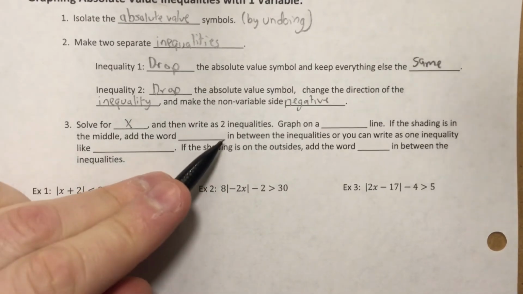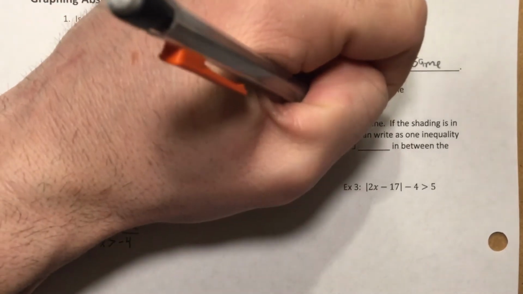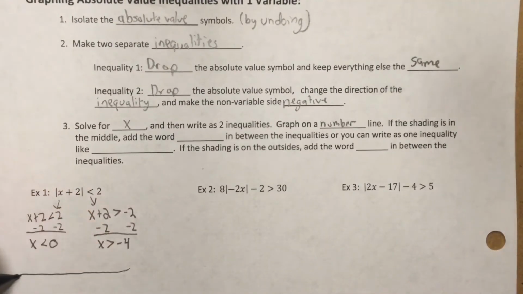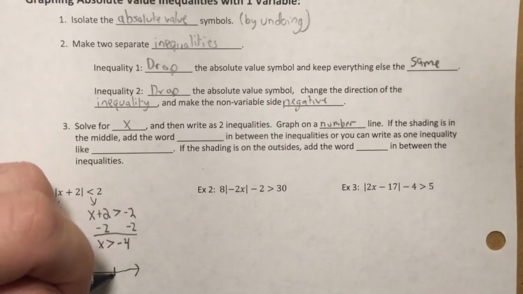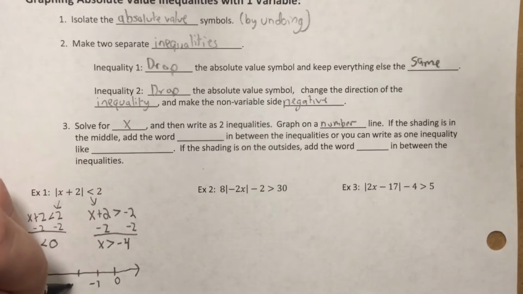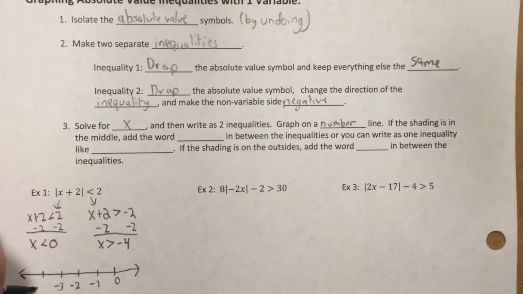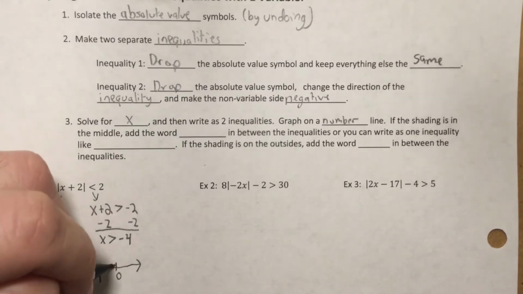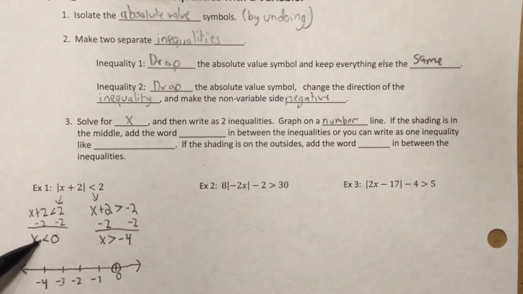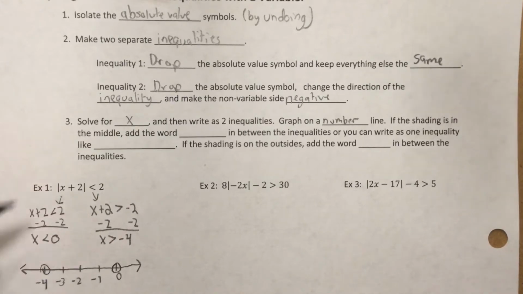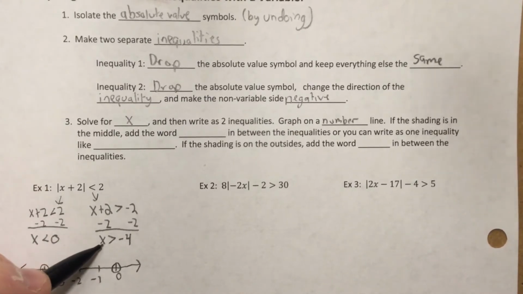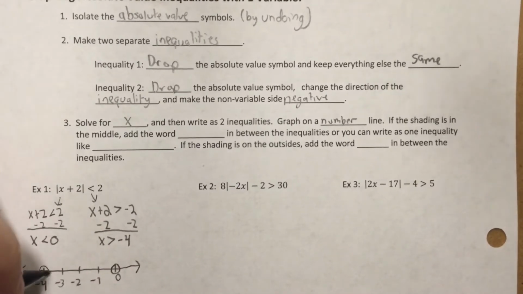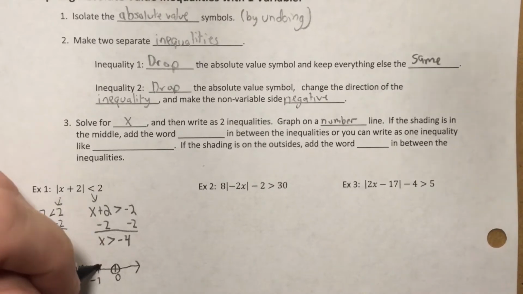All right, now we're going to graph these on a number line. So here's going to be 0, negative 1, negative 2, negative 3, and negative 4. So I have an open dot at 0, and an open dot at negative 4. So I'm saying x is less than 0, x is greater than negative 4. So less than 0 is going this way, greater than negative 4 is going that way. So my shading is in the middle.